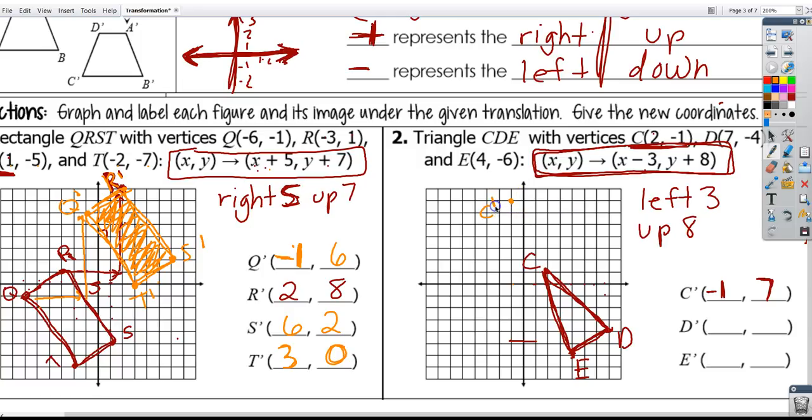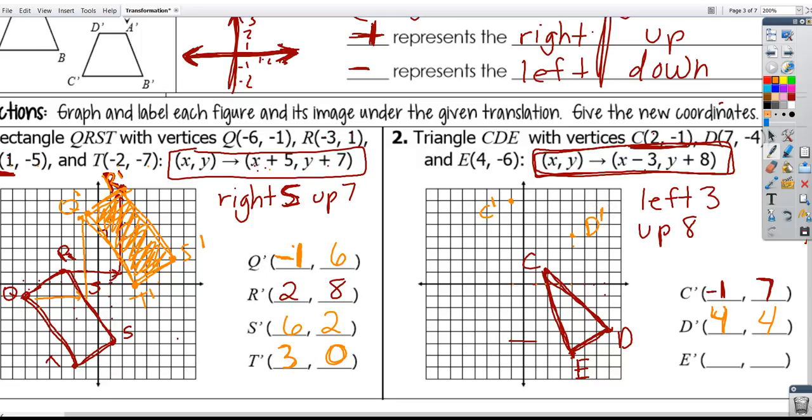So that's C prime. Okay, D is 7 and -4. So 7 minus 3 is 4. -4 plus 8 is 4. You owe someone $4 and you have 8. So after you pay them off, you're still going to have 4. That's 4, 4. So 1, 2, 3, 4. 1, 2, 3, 4. And that was point D.